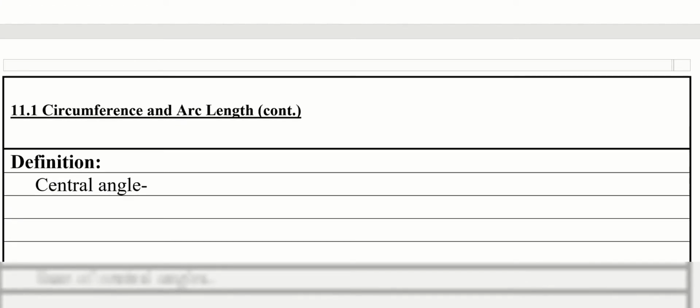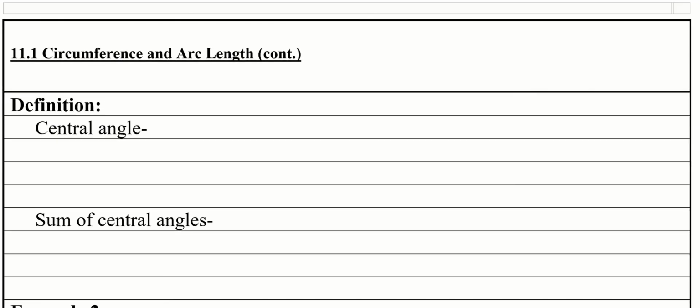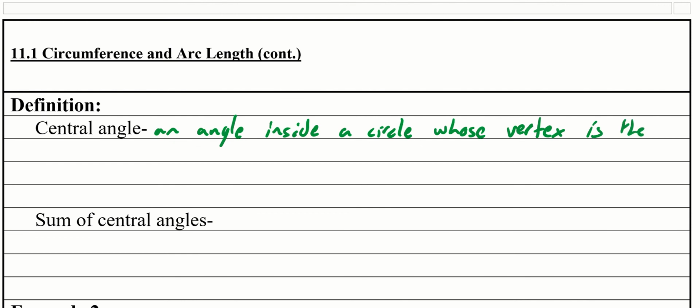Okay, so that is with circumference. Other things that we need to talk about here that are also going to be hopefully straightforward is just the idea of a central angle in a circle. Central angle. Okay, so definition of this, a central angle is an angle inside a circle whose vertex is the center of the circle. Okay, an angle inside a circle whose vertex is the center of the circle, or the point that all other points are equidistant from.